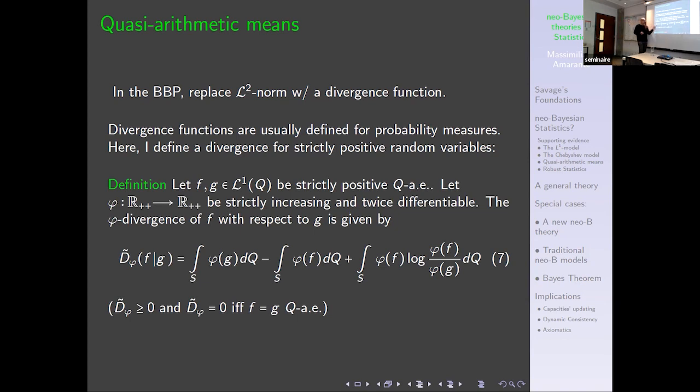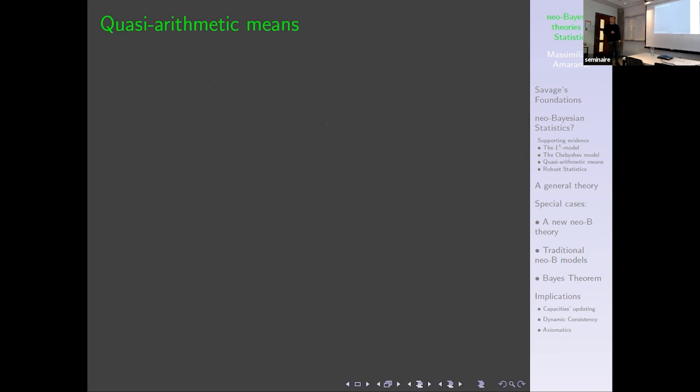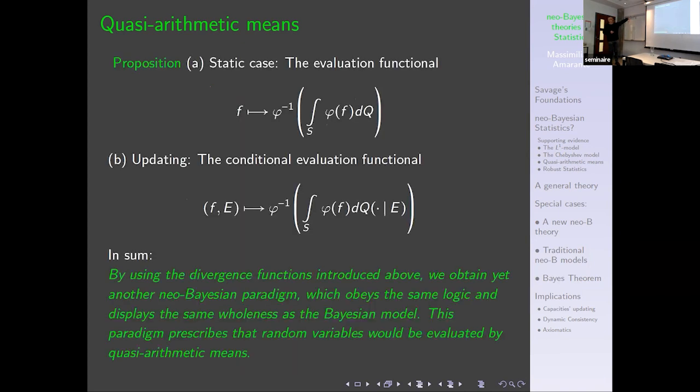The details are not important. The divergence function that I use here is this one. What's probably a bit important is that this mapping is strictly increasing from positive numbers. So here again, the exercise is: take the Bayesian problem, replace the two norms with the divergence function, and what do you get?